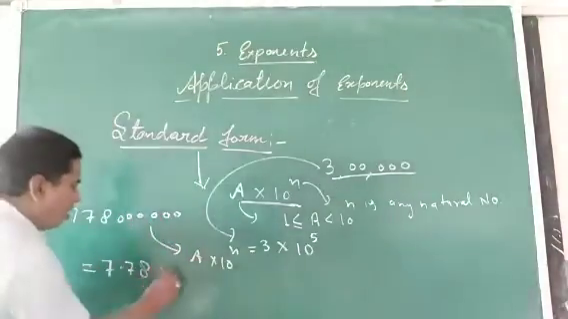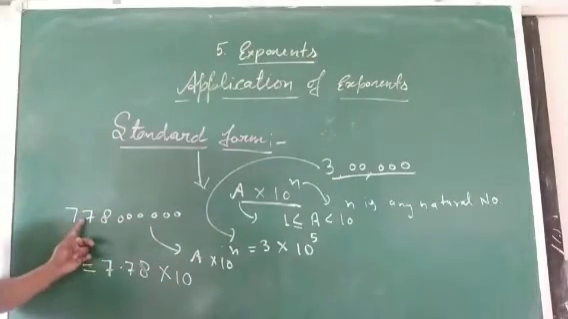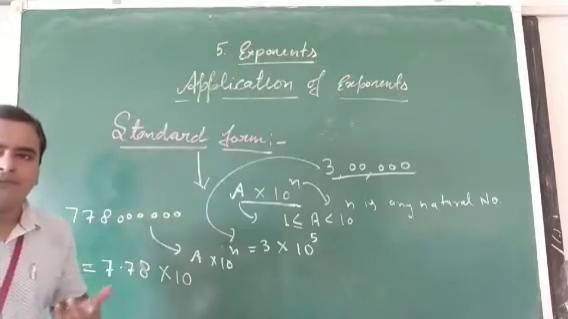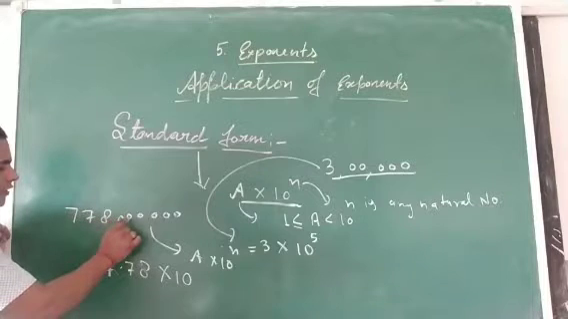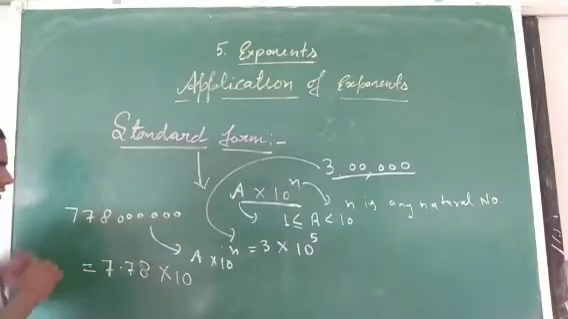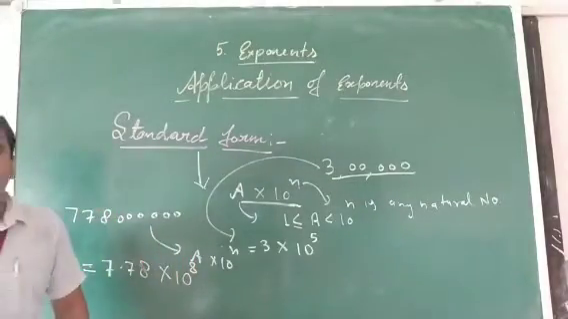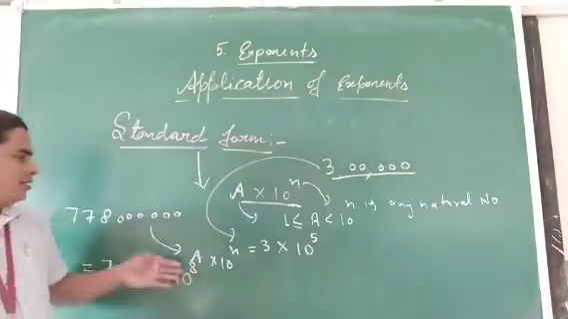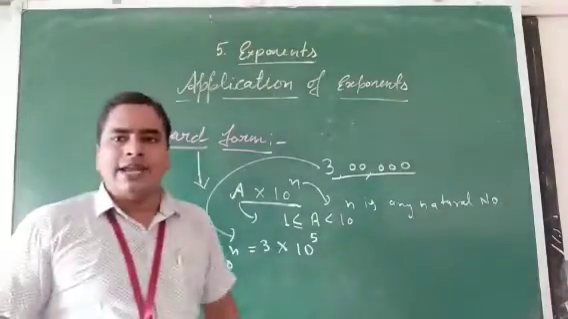Now how can we write this power of 10? So here you can calculate the number of places after this 7. Left 1 2 3 4 5 6 7 8. 10 to the power 8. Okay. So in this way you can represent the given large number in the standard form.